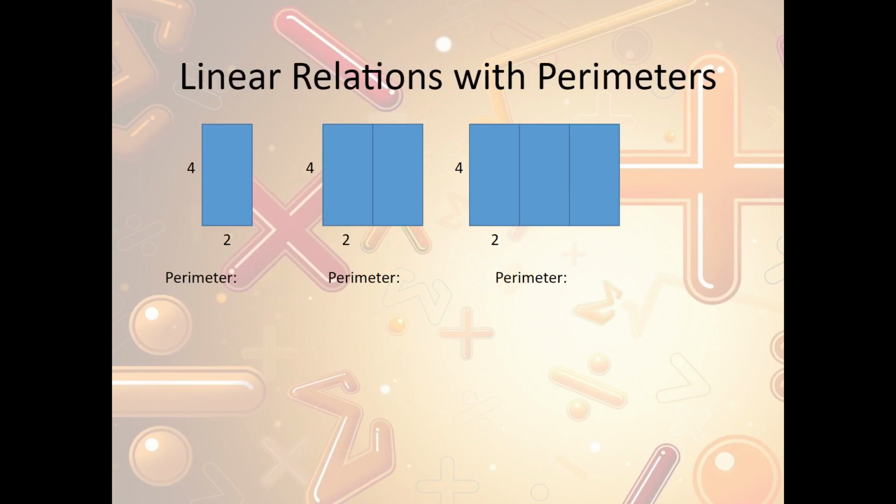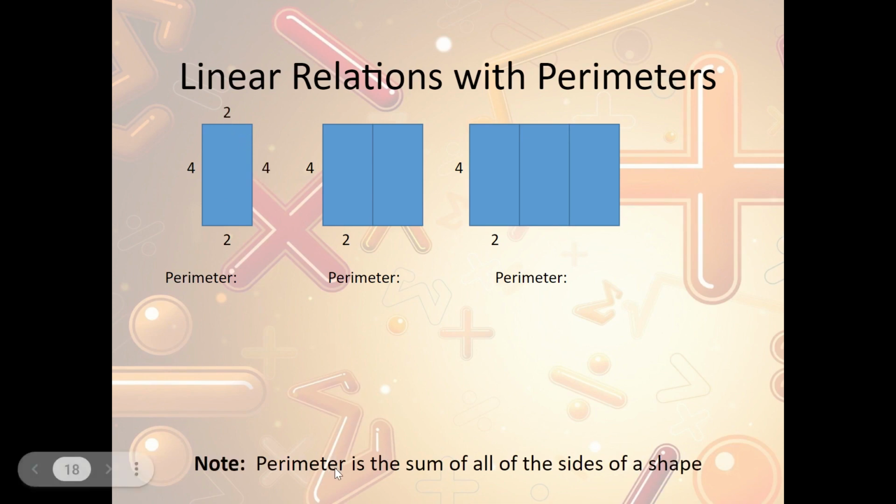Now we can take a look at it another way in terms of perimeter. So this is kind of a geometric application to this. If we have the perimeter of this block here, we know that this side is 2 and this side is 4. So now we're going to see that this side is also 4 and this side is 2. We know that perimeter means the sum of all the sides, or adding up all the sides. So this is 4 plus 4, which is 8, plus 2 is 10, plus 2 is 12. So that's my perimeter for the first one.